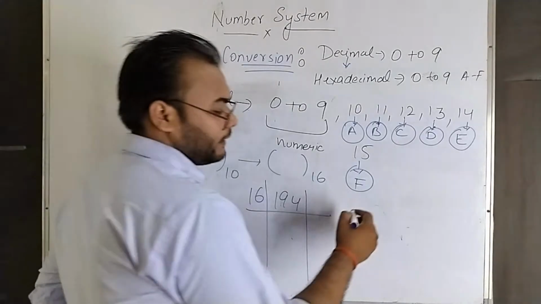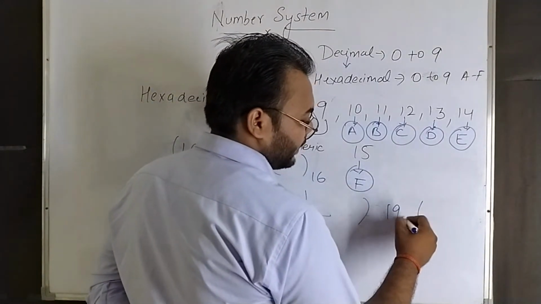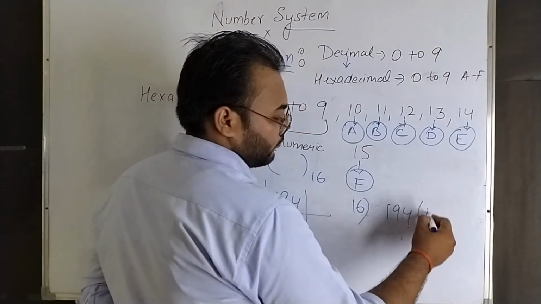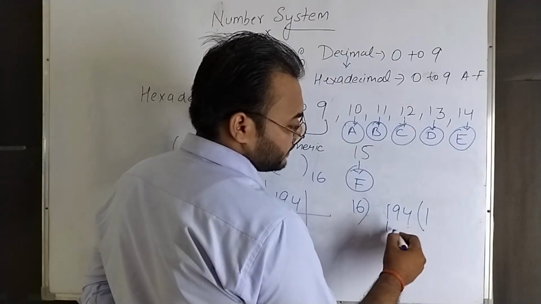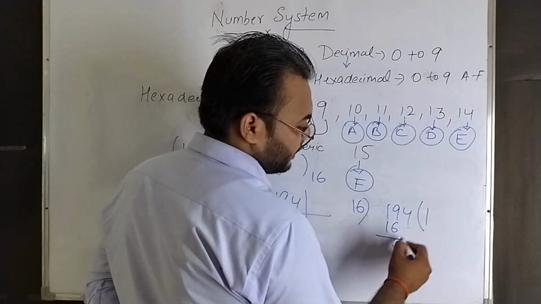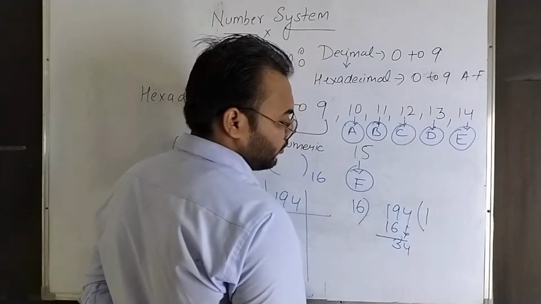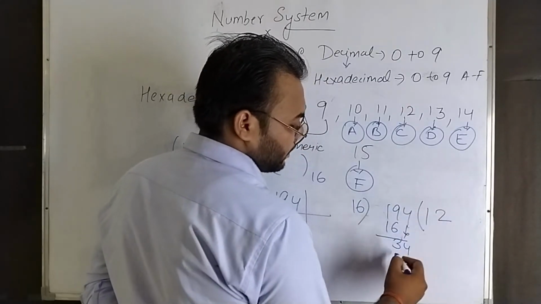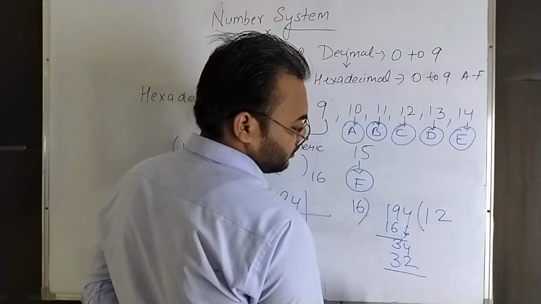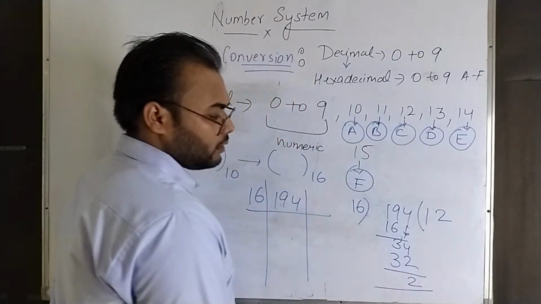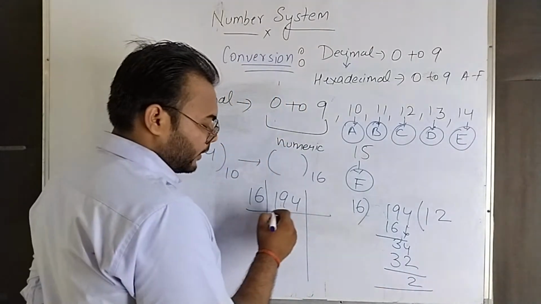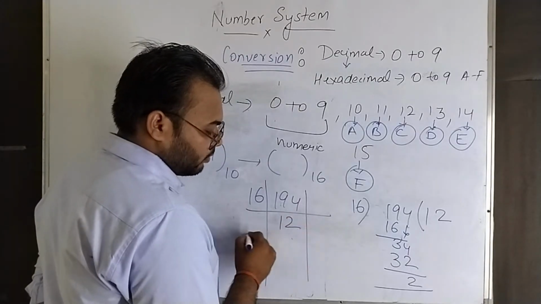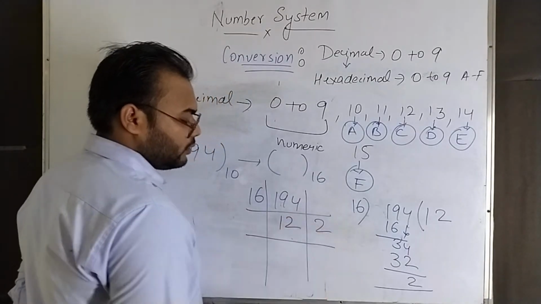We are going to divide this number, okay? 194 by 16. One time. It will go: 16 ones are 16. The remainder will be 4, and 16 twos are 32. So the remainder is 2. So what are we going to do? We are just going to write 12, and the remainder will be 2.